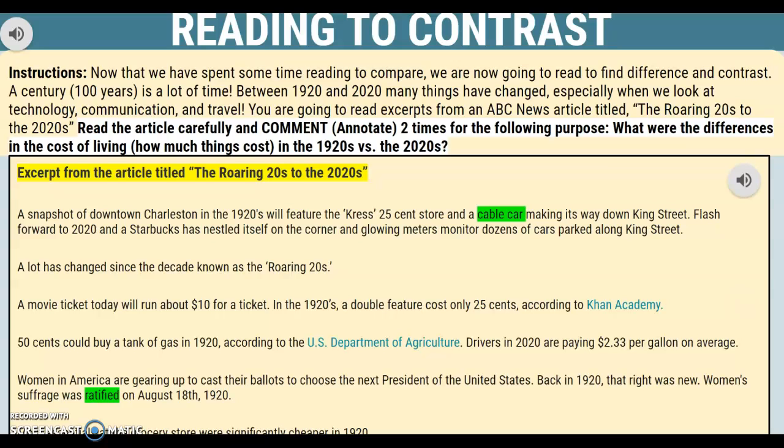Now that we've had some practice with reading to compare, we're going to try reading to contrast. Just like before, you're going to read two different articles to practice identifying differences. On this slide, read the article carefully and comment or annotate 2 times for the following purpose. What were the differences in the cost of living? How much things cost in the 1920s versus the 2020s?